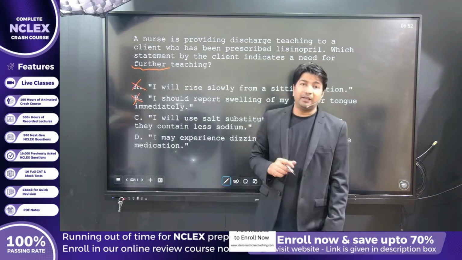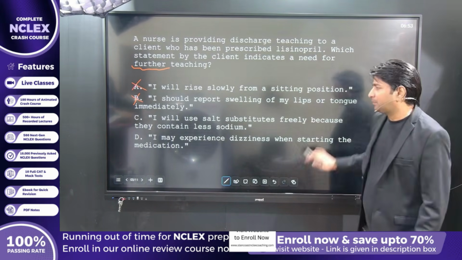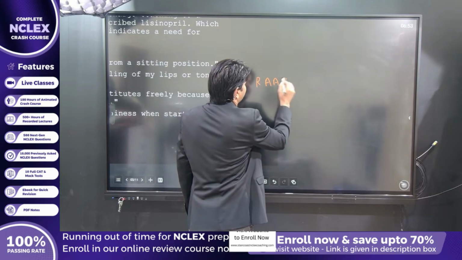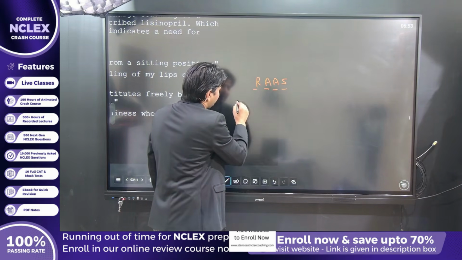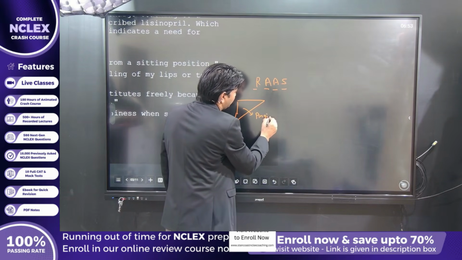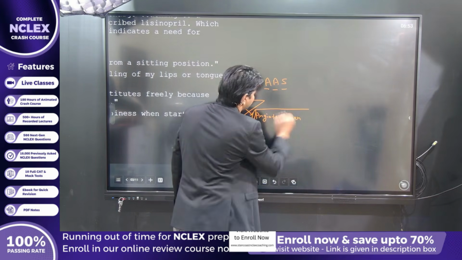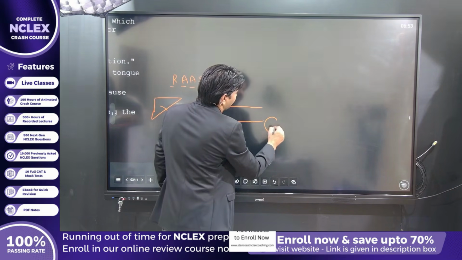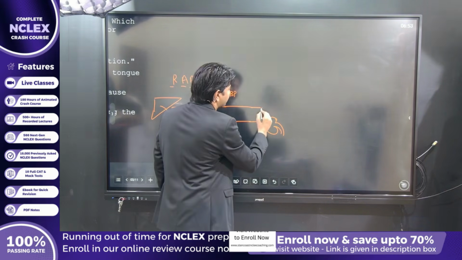Whenever a patient is taking an ACE inhibitor, the ACE inhibitor always works on the RAAS system. What is the RAAS system? The RAAS system stands for the renin-angiotensin-aldosterone system. We know that the liver produces a protein called angiotensinogen. This angiotensinogen enters the blood vessels and travels along with the blood to the kidneys. If the blood pressure is low, then the kidneys sense that the BP is low.